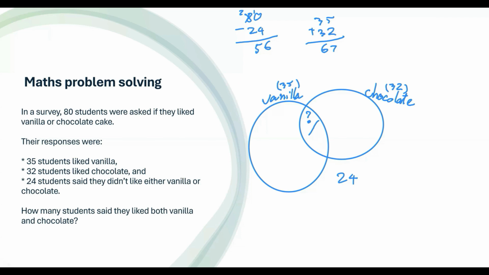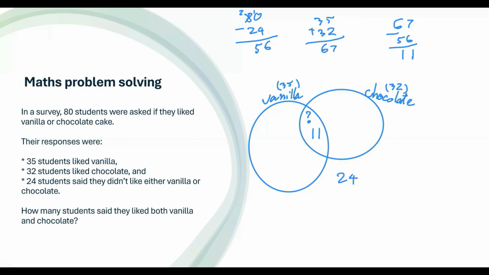Now, how do you do that? The way you do that is you take 67, you take away the real number of students, which is 56, and you get 11. Now, that is actually the double counting. So 11 students go into the middle. When you overlap, you double count. All right, so you know 11 go into the middle.